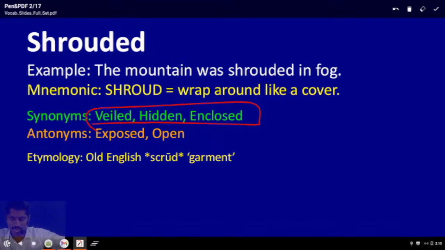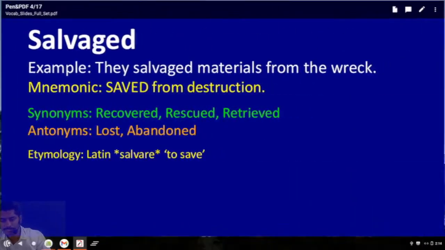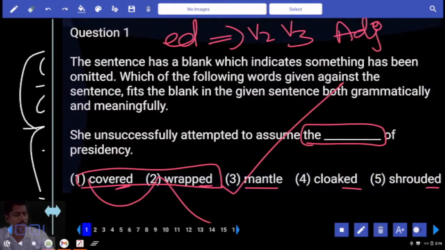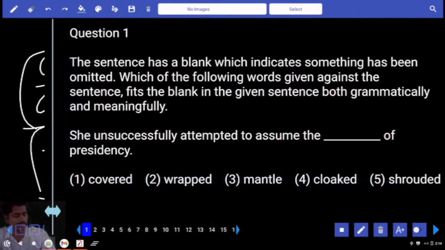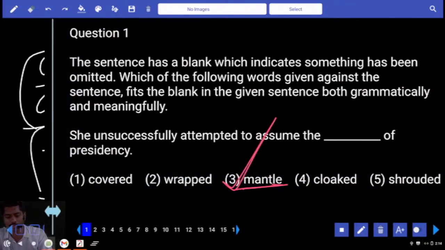The Wi-Fi is shrouded invisibly. The Wi-Fi is surrounding us only in the hostel, but you can't see that Wi-Fi. Hidden. So cloaked, shrouded, mantle. Covered, wrapped also the same thing. See, 1, 2, 3, 4, 5, all are synonyms, only given as options. But parts of speech wise, the third one is a noun. A noun is suitable there. Answer: third option.